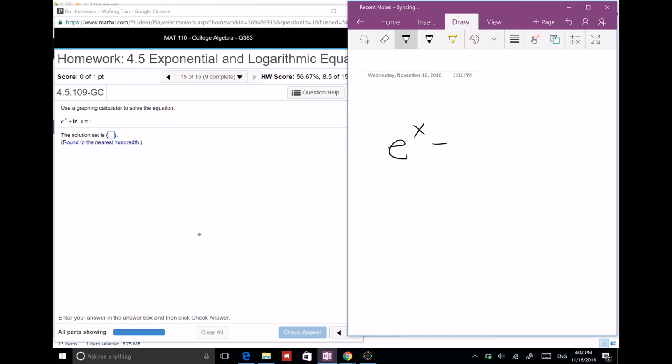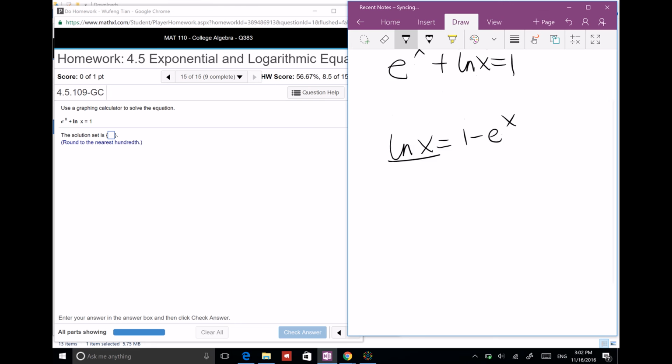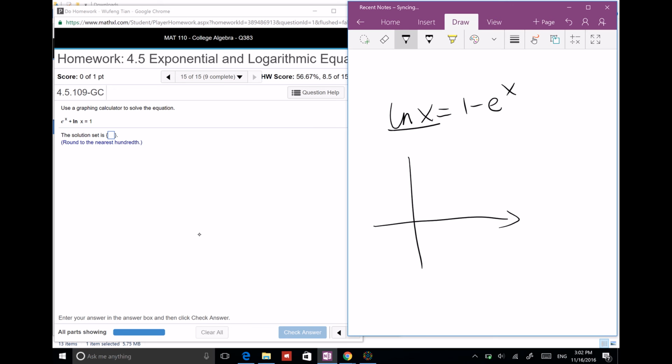e to the x plus ln x equals 1. Solution set. Graphing calculator. So what do you need to do here? You can graph ln x equals 1 minus e to the power x. So first the graph of ln x is like this. Then graph this, I believe, 1 minus e to the power x. Let me see what 1 minus e to the power x looks like.